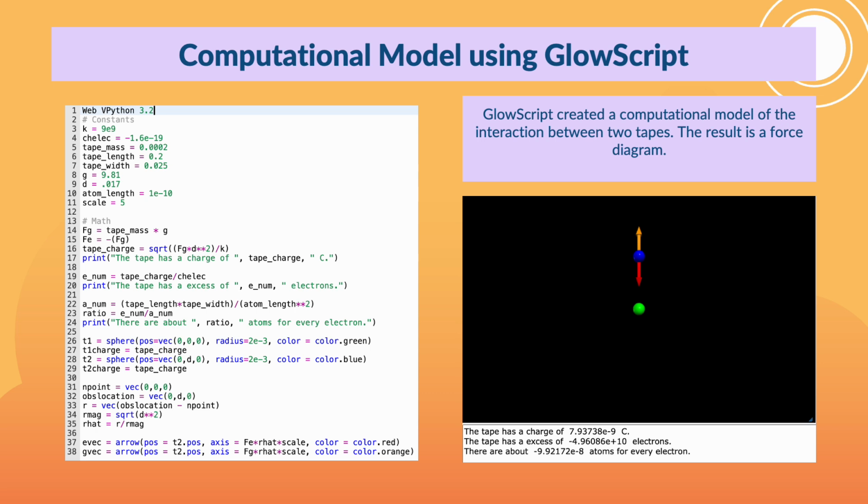And then to get the number of atoms present on the sticky side of the tape, you're going to do the length of the tape times its width, which is the area, divided by the atom's length squared. And then the ratio of those two is just the division. To plot that, you're going to create a sphere with those dimensions right there. Once you run everything, you should have a computational model like this, where the tape charge is 7.93 times 10 to the negative 9 coulombs. The tape has an excess of negative 4.96 electrons, and there are about negative 9.9 times 10 to the negative 8 atoms for every electron.